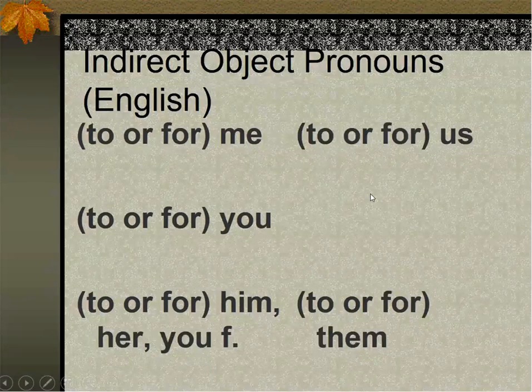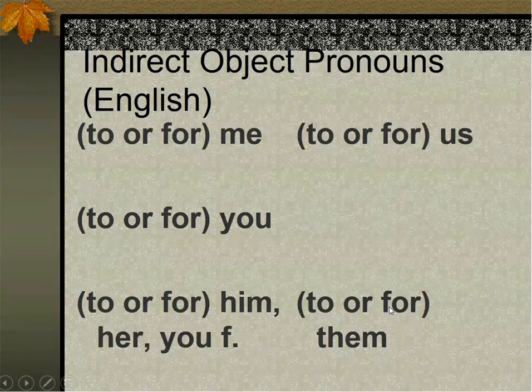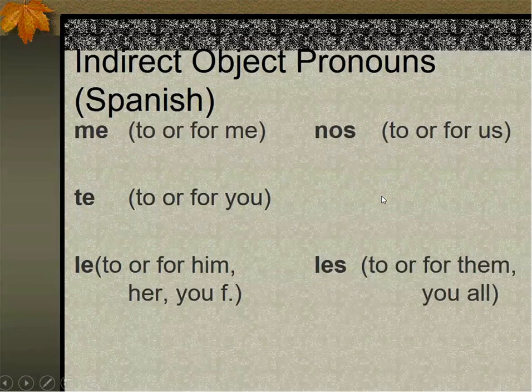Now let's see the indirect object pronouns. Remember, to avoid repetition, we use pronouns. So to or for me, to or for you, to or for him or her or you, to or for us, to or for them. Don't forget to add that to or for in your mind. That is very helpful. Let's see in Spanish. Me, te, le, nos, les.